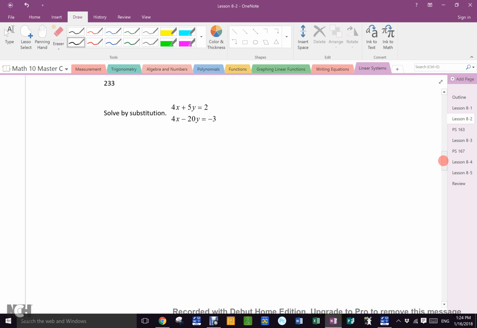Jack. There's no one coefficient. But what do you see here? They're both the same, aren't they? Yes. So what would happen if I moved that over there? What would I get? 4x equals negative 5y plus 2, correct? Does everyone agree with that statement?